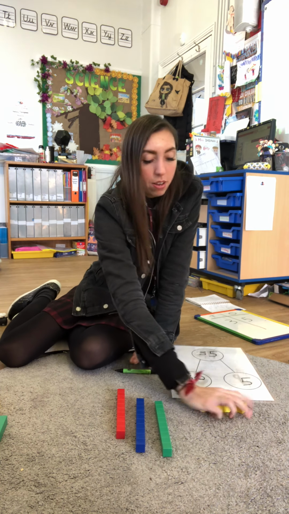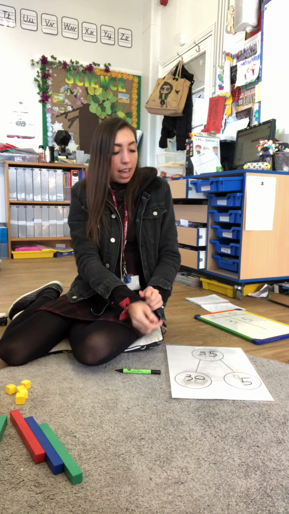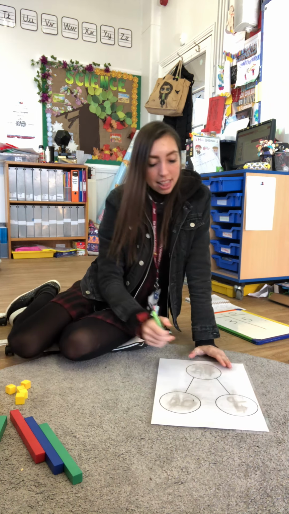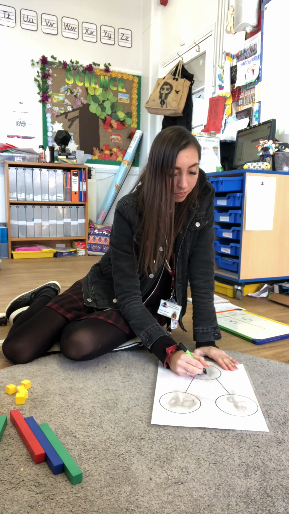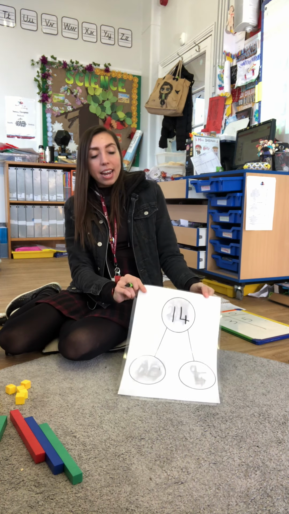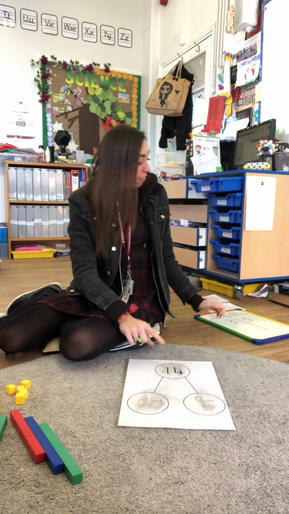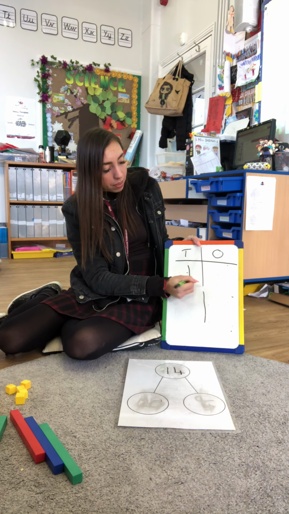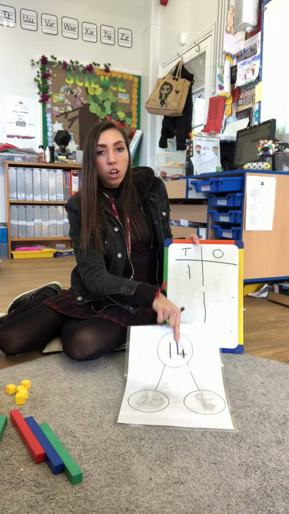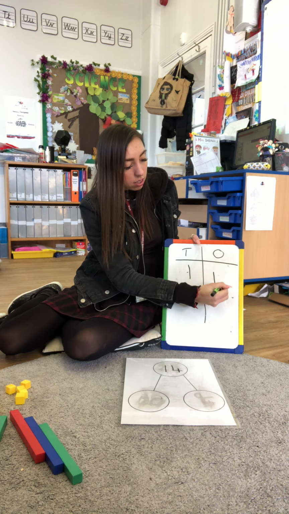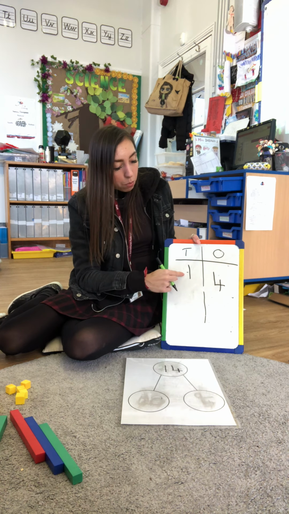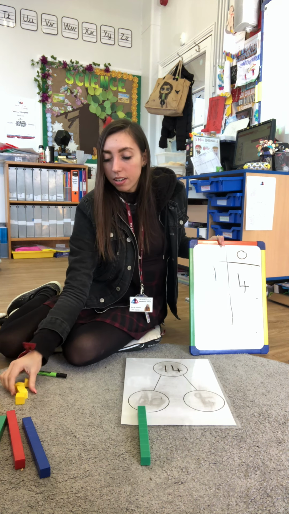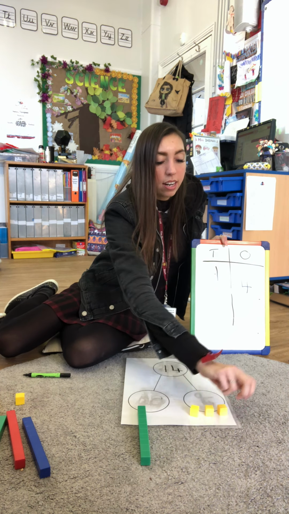I'm going to do 2 more. Move those out of the way. So my next question is, in the number 14, how many ones are there? My first digit, 1, goes in the tens column, and my second digit, 4, goes in the ones column. So I know I need 1 ten and 4 ones. So 1 ten and 1, 2, 3, 4 ones.